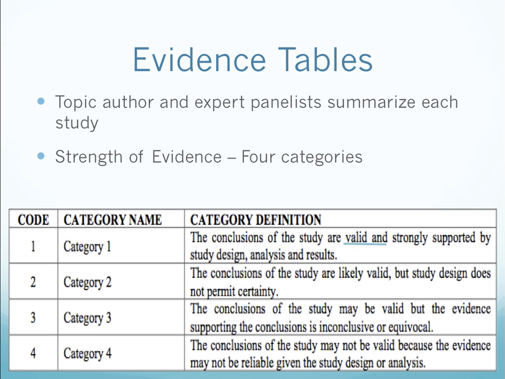We can see that Category 1 is for a study with sound design. Categories 2 and 3 are for studies whose designs are not ideal, but whose conclusions may be considered valid. Lastly, Category 4 is for those studies whose designs are too poor for their conclusions to be considered valid.